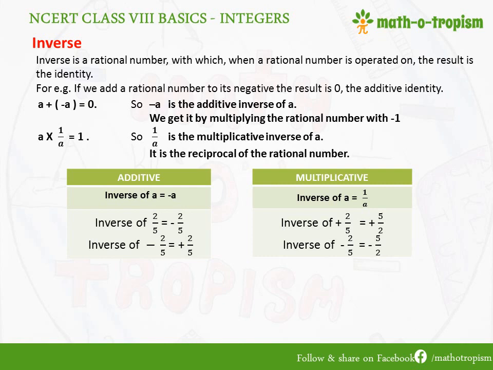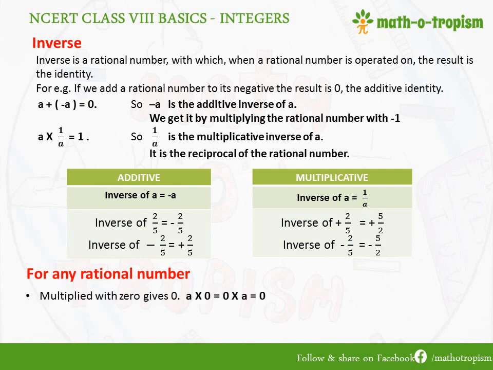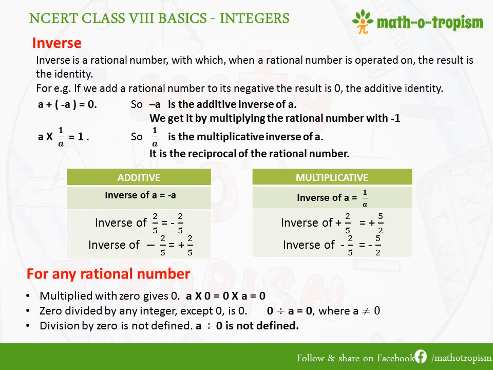So only thing we must observe: when they are asking for the additive inverse, just change the sign and write the same rational number. And if they are asking for the multiplicative inverse, the sign will remain the same, but only interchange the numerator and denominator. And finally, we must remember that any rational number multiplied with 0 gives the answer 0. And 0 divided by any rational number except 0 is again 0. But division by 0 is not defined. That is, a divided by 0 is not defined.